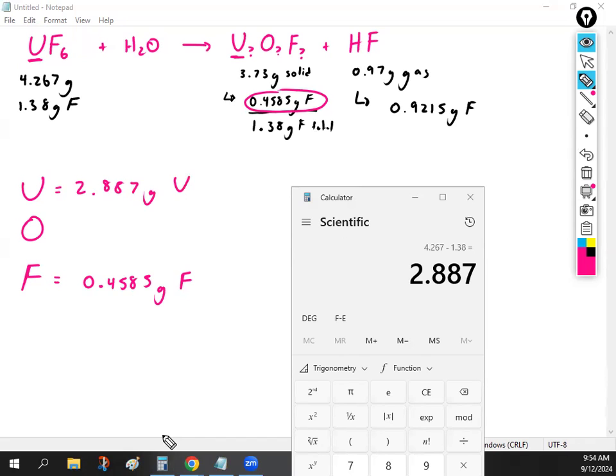Just to reiterate, we found how much fluorine is in our solid from part B. This came from the previous section. To find uranium, we identified that all of the uranium came from UF6. So if we find the uranium in UF6, we can find the uranium in our solid. In part B, we found the fluorine in UF6. So if we subtract the mass of fluorine from the total mass of UF6, that gives us the mass of uranium.